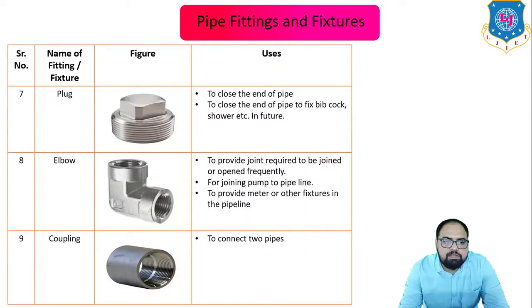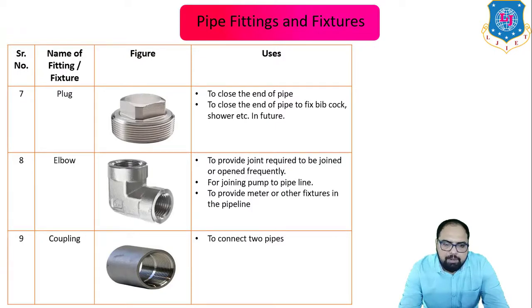The seventh one is the plug. So from the figure you can easily understand this type of plug is used to close the end of the pipe, to fix bibcock, shower, etc. in future. The eighth one is the elbow. So elbow is used to provide joint required to be joined or open frequently for joining pumps to the pipeline, to provide meter or other fixtures in the pipeline.